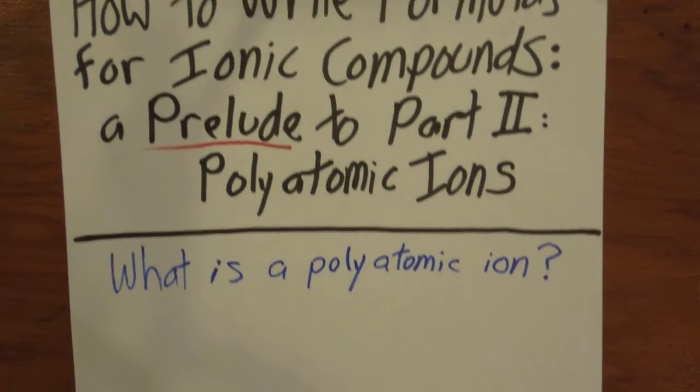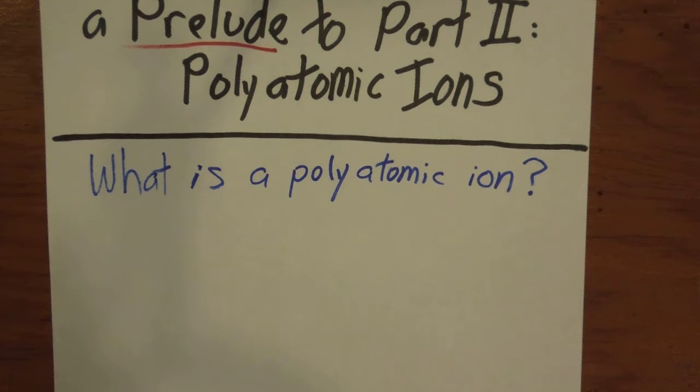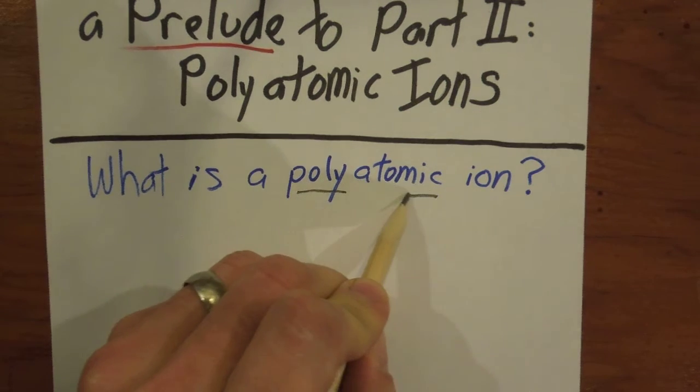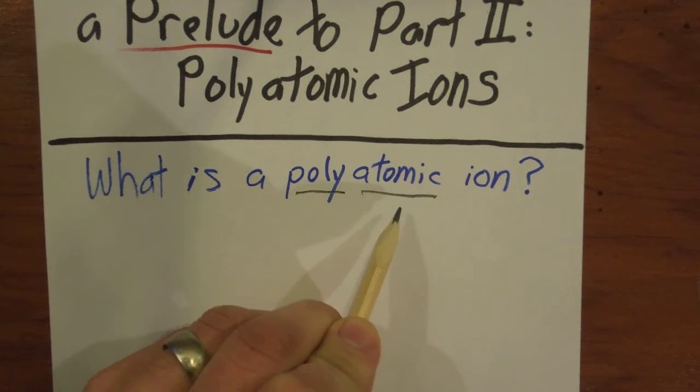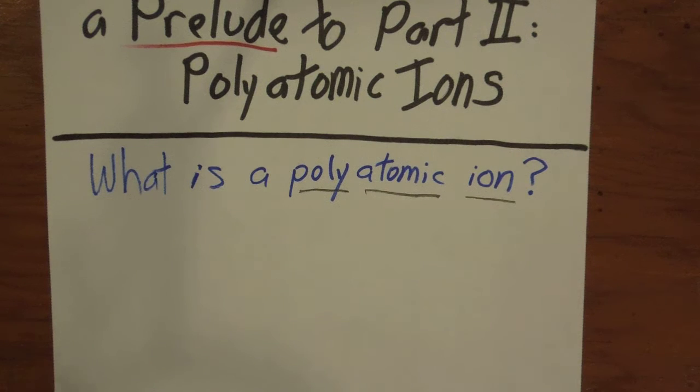So you might be wondering, alright, so what is a polyatomic ion? Well, if you break down the name, then the definition of it is actually fairly simple. Poly meaning more than one, atomic referring to atoms, and then ion meaning a charged particle. So in other words, a polyatomic ion is an ion that is made up of more than one atom.